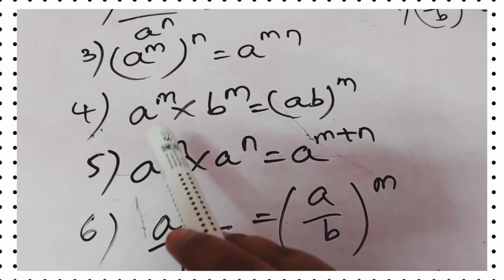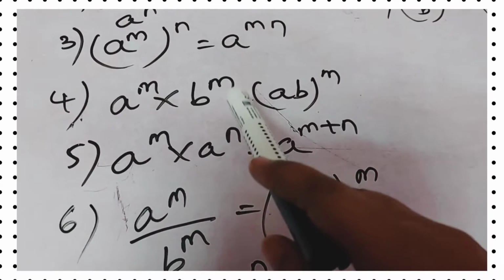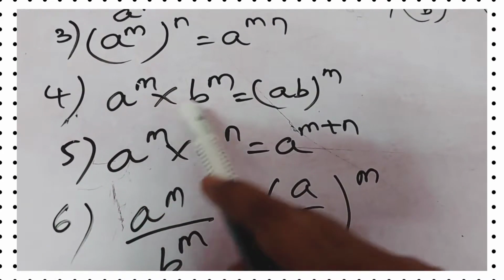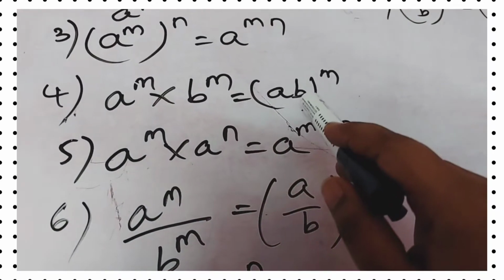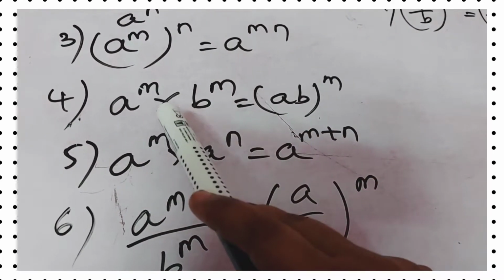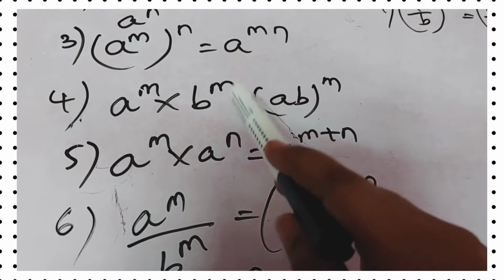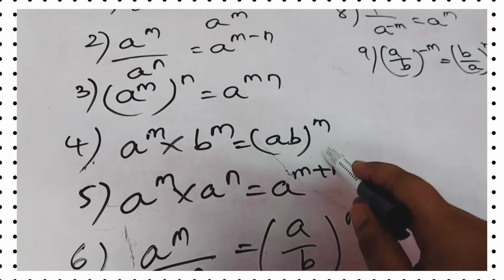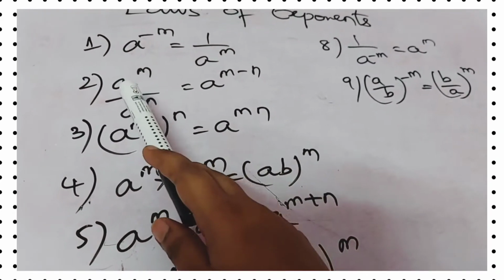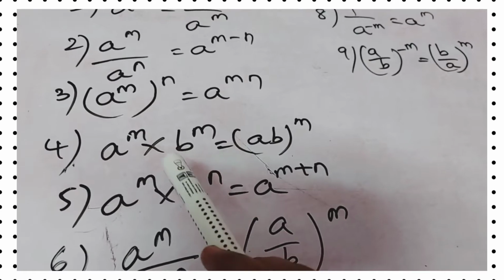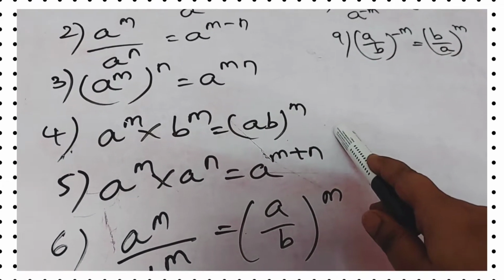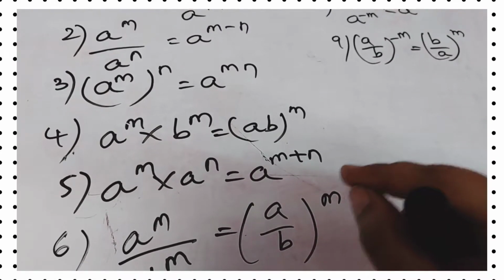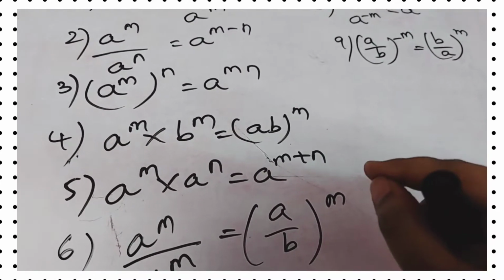Next, the fourth one is a to the power of m into b to the power of m. This is equal to a into b, which is ab, to the power of m. Here m is the exponent, here also m is the exponent. So you have to take m common, like how we took a common earlier. After explaining this, you try this in your books, then only you can catch it.